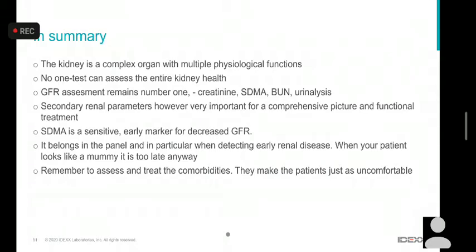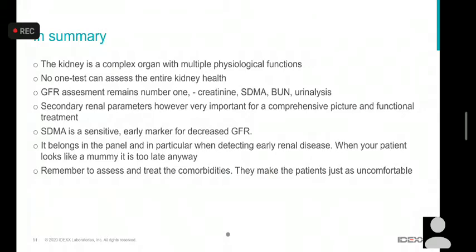The secondary renal parameters are, however, very important for also getting a comprehensive picture and for monitoring the patient at a later stage. SDMA is a sensitive early marker for decreased GFR and is extremely good when used in combination with creatinine. Those two go really hand in hand, and it's not 1 + 1 = 2, it's 1 + 1 = 3. Creatinine is not perfect. SDMA is not perfect, but where one of them occasionally does weird things, the other one usually picks it up, and vice versa.